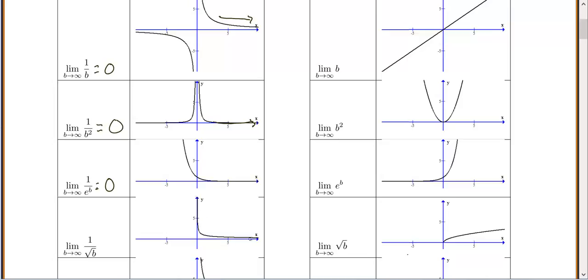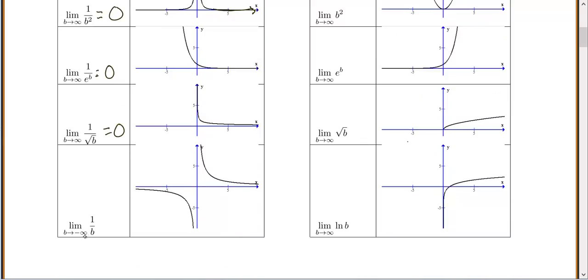Or even 1 over the square root of b. The numbers aren't going to get quite as big as quickly, but we're still going to have 1 divided by the square root of 1,000, 1 divided by the square root of a million. Eventually, the limit is still going to go towards 0. So you can see any time we'd be dividing by infinity or dividing by really, really big numbers, it's going to go to 0.